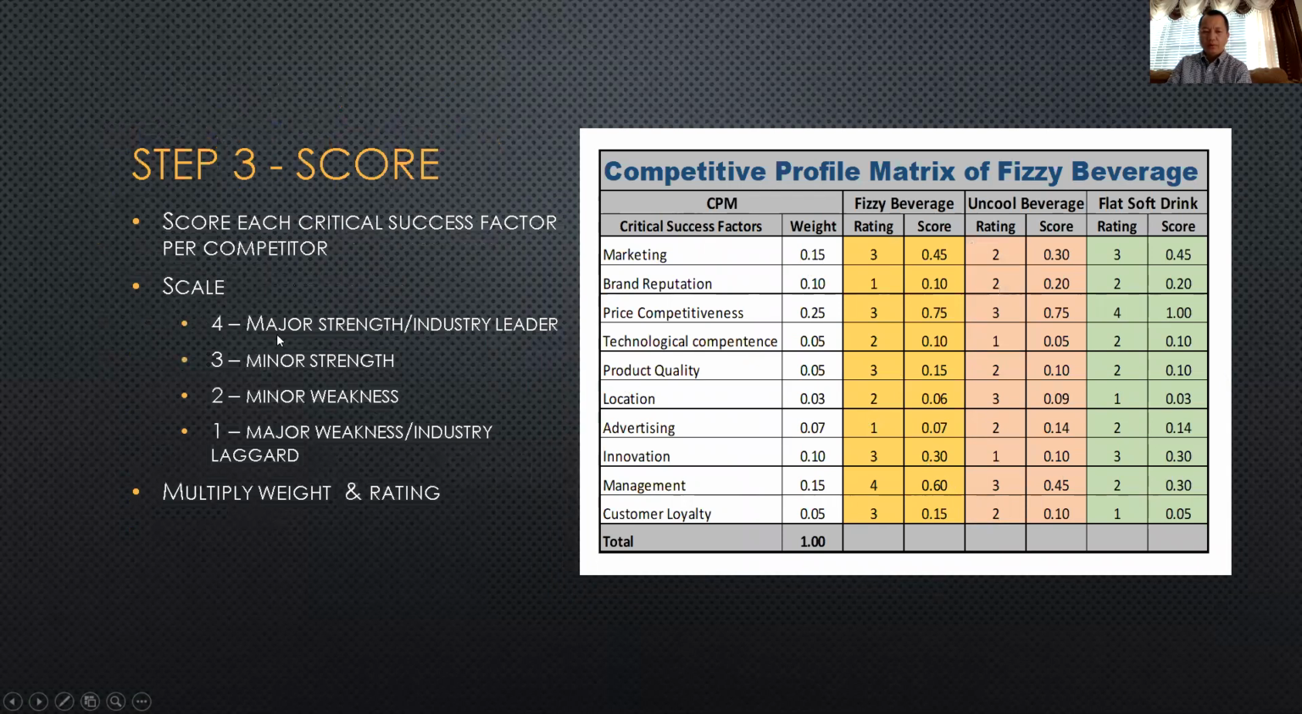And so a 4 means that you have a major strength, or you are the industry leader. 3 is a minor strength, 2 is a minor weakness, and number 1 means you have some major weakness in that area or factor, or you are the industry laggard in that factor. So you figure out where you are as compared to these factors.